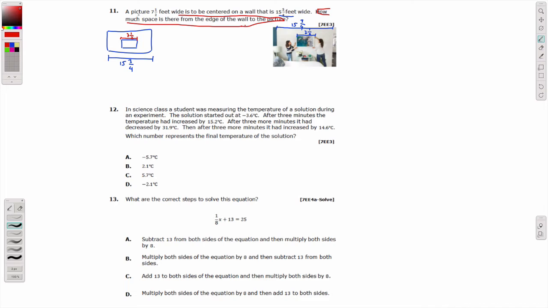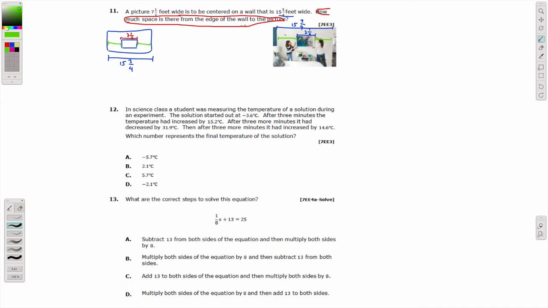The question is asking, how much space is there from the edge of the wall to the picture? From the edge of the wall to the picture. So this is the thing that I don't know. Now I'll use a third color, my green. This is the distance that I don't know. This distance here and this distance here, from the edge of the wall to the picture. These two people are trying to center it. They're trying to put it in the middle.